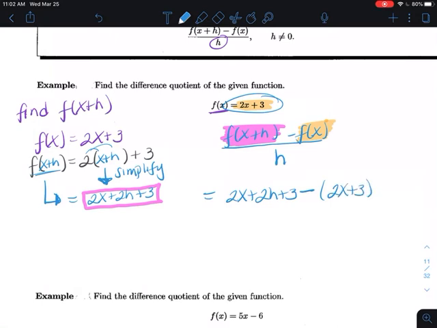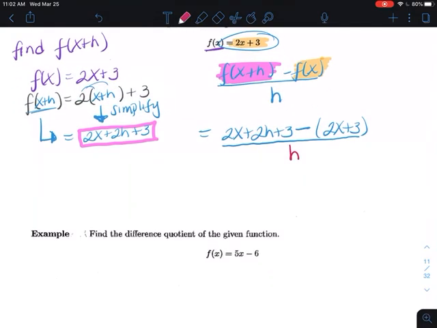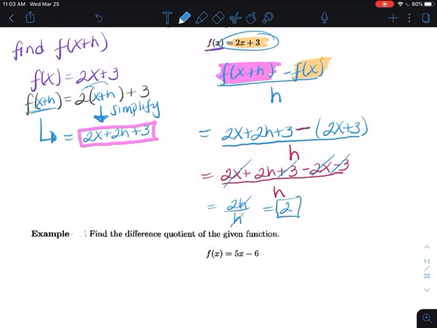Put parentheses around it. Anything that follows a minus sign, you want to put parentheses around it. And then it's all over the letter h. And then you simplify this. So this is 2x plus 2h plus 3. When I distribute this minus, I get minus 2x minus 3 all over h. And then stuff should start simplifying. If you notice, the 2x cancels out. The 3 and negative 3 cancel. So I have 2h over h. And when you simplify that, the h's cancel out. So you get 2.